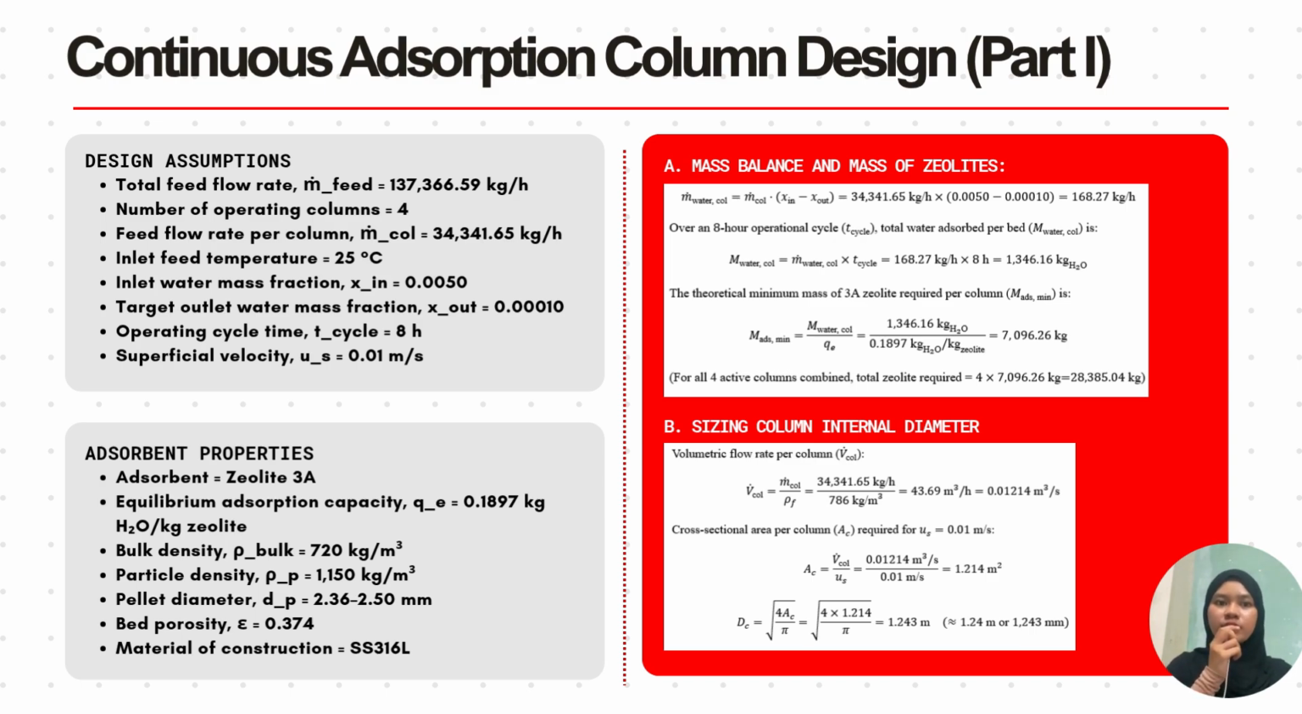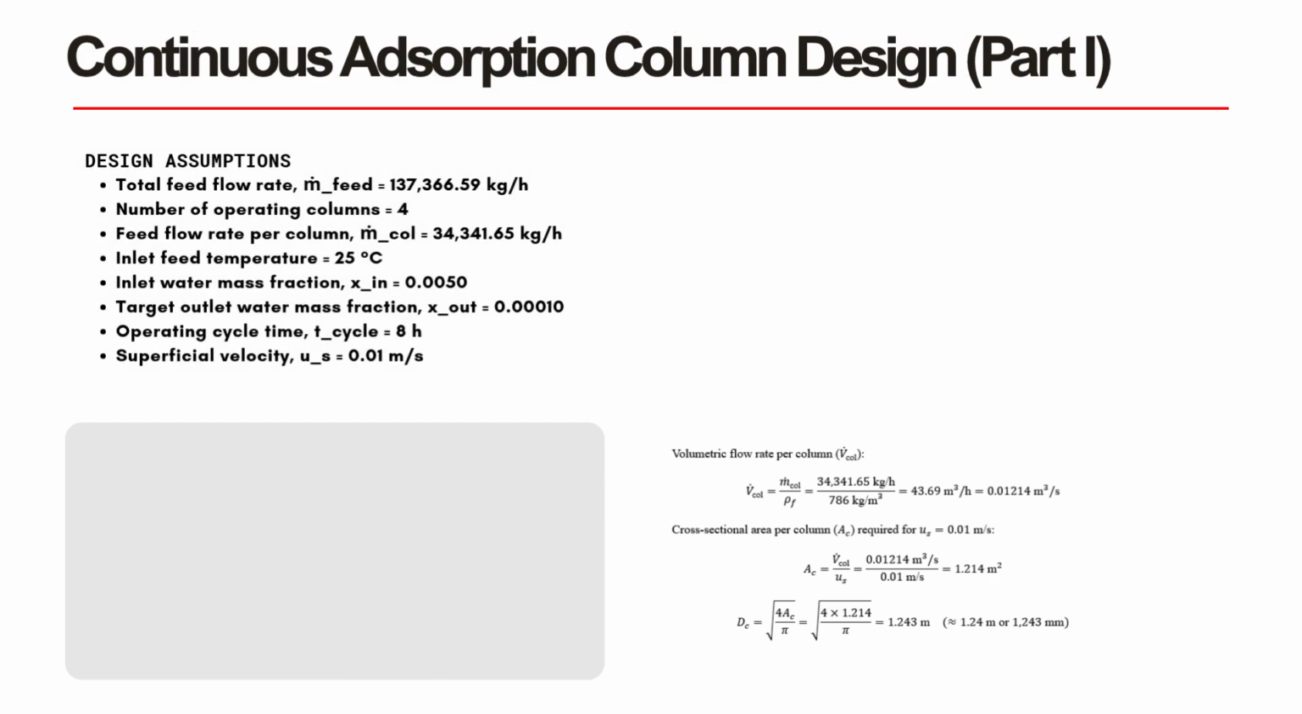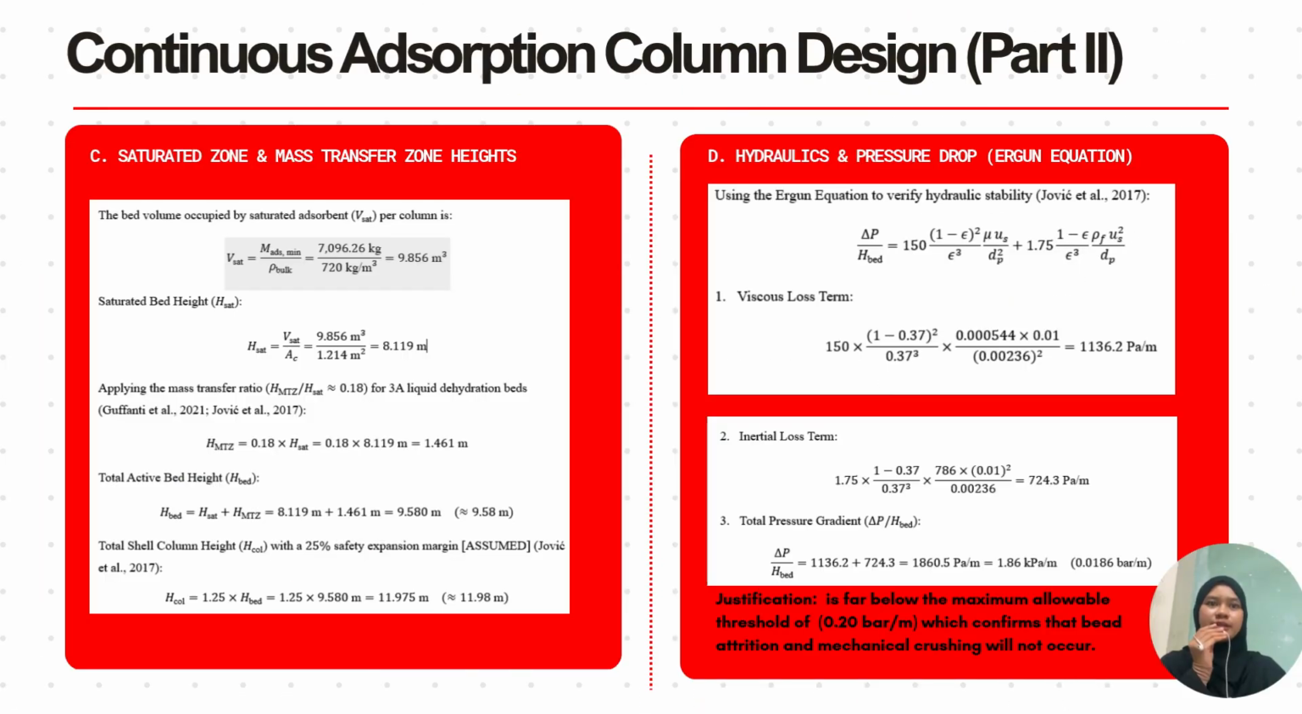Next, the flow rate is converted into volumetric flow, which is around 44 cubic meters per hour. Using the selected superficial velocity, the required column area is around 1.2 square meters, giving an internal diameter of around 1.24 meters. Next, for the bed height, the saturated adsorbent volume is around 10 cubic meters. From this, the saturated bed height is around 8 meters. After adding the mass transfer zone, the active bed height becomes around 9.6 meters. With a 25% safety allowance, the total column height is around 12 meters.